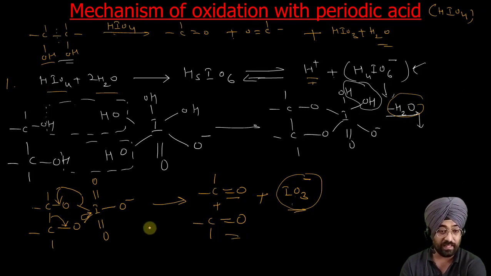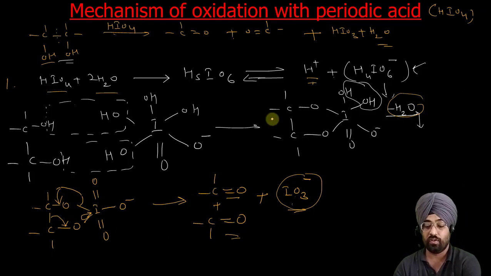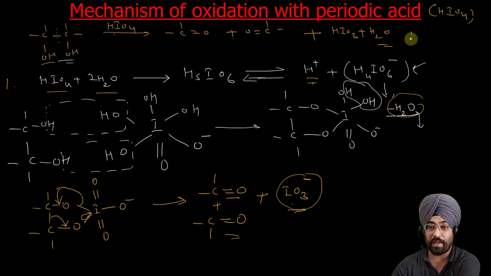So while shifting these arrows, always start from this carbon-carbon bond. So this is the mechanism with the periodic acid. So this reaction is called the Malaprade reaction.